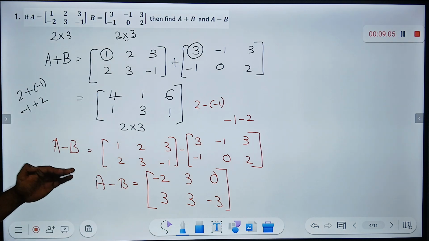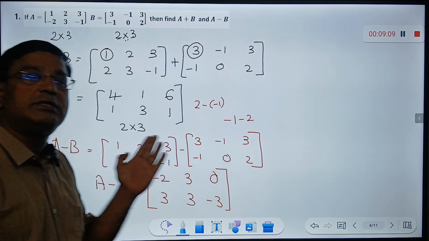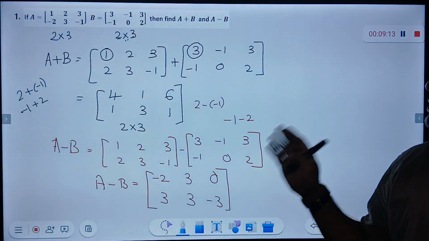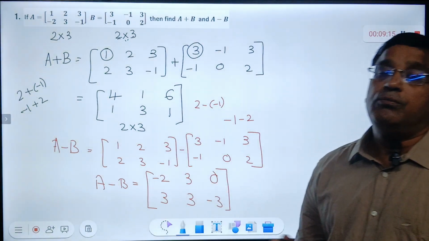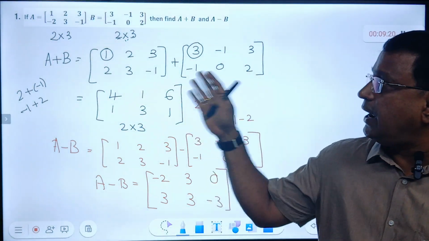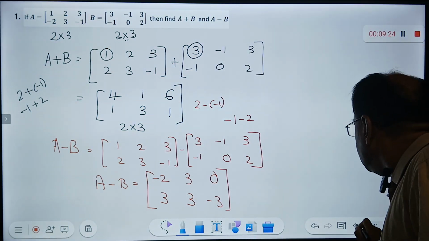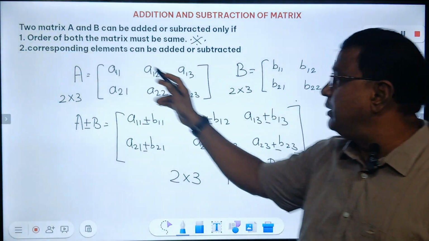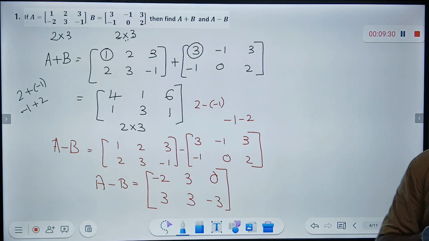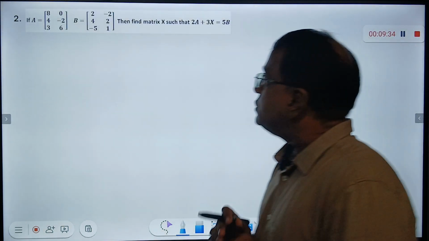All that you need to do is both of them should be of the same order, and for addition corresponding elements are added, and for subtraction corresponding elements are subtracted. Whether it is addition or subtraction, the order of both the matrices should be the same, and the resultant matrix will be of the same order as A and B. So this was a very simple example to make you understand addition of two matrices. This definition is what I used here. Okay, let's continue further.